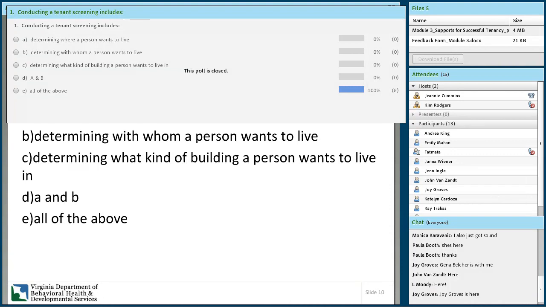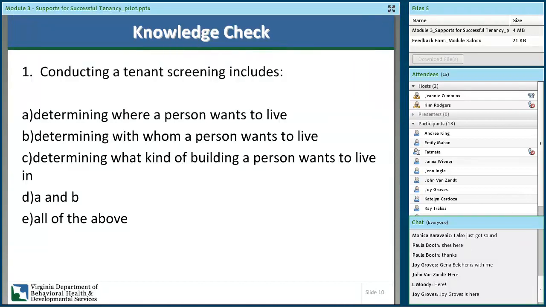All right, Kim, when you're ready, you can end the poll and let's see what we've got. So the correct answer is E, all of the above. In order to perform the tenant screening, it's important to determine where a person wants to live, with whom he or she wants to live, and what kind of building he or she wants to live in. All right. If you want to hide that poll, Kim, we'll go to the next one.